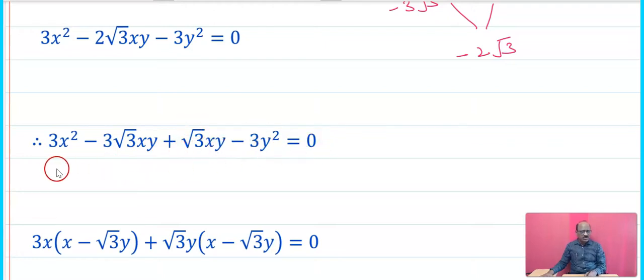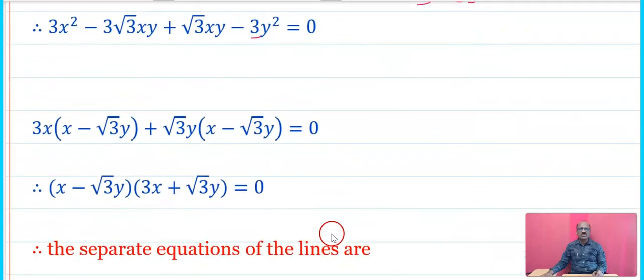Now from these two we can take the common as 3x. Then in bracket you will get x − √3y. What about here? This 3 can be written as 3 = √3 into √3. And from this you can take √3 as common. Then in bracket you will get x − √3y = 0.